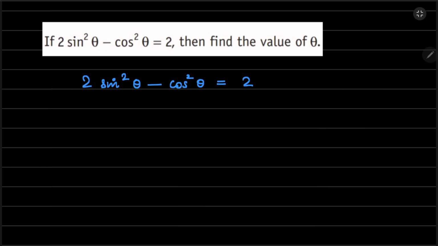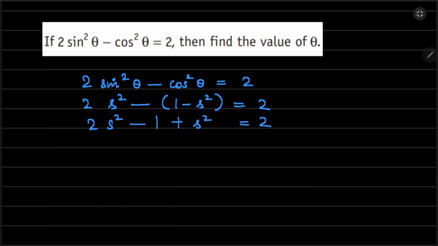Let's convert cos square to sine square. 2 sine square minus cos square is nothing but 2 sine square minus (1 minus sine square) is equal to 2. Open the bracket. So 2 sine square minus 1, minus into minus is plus sine square, equal to 2. What is 2 sine square plus sine square? It's 3 sine square, minus 1 equal to 2. Minus 1 goes to the other side. So 3 sine square theta is equal to 2 plus 1, 3.